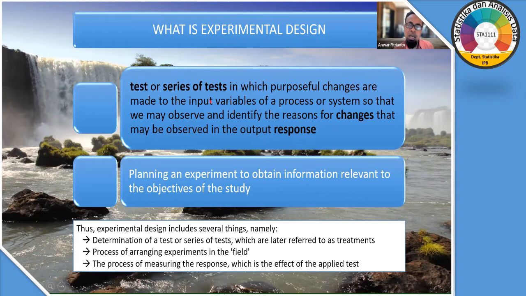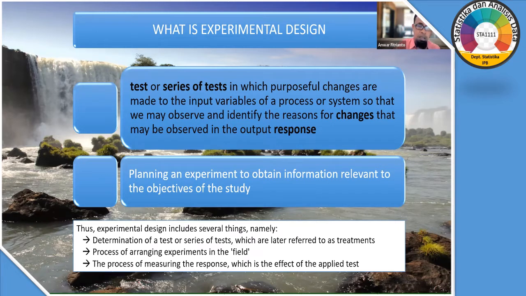So it is just like input, process, and output. And then we will see the response in the output. So we do measurement on the response, right? So it is a planning experiment to obtain information relevant to the object of the study. Maybe later you will have a more detailed explanation if the definition is unclear, right?